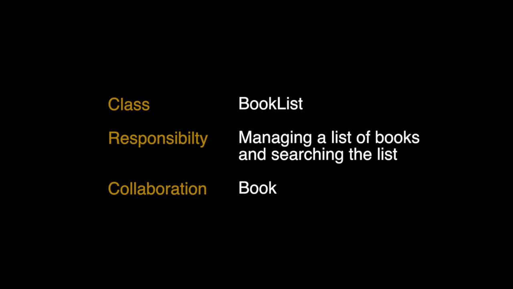The class is simply the class name. The responsibility is what the class is responsible for in the system. The collaboration is a way to identify other classes that this class works with. So for the bookstore that you are working on, you might have a class called Booklist, which is responsible for managing a list of books and searching for books. It could collaborate with the book class as part of that process.